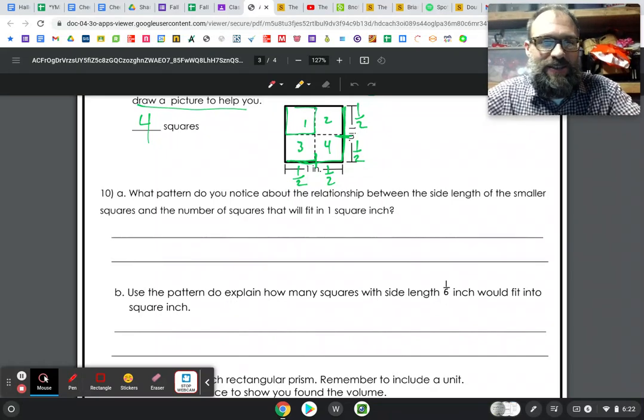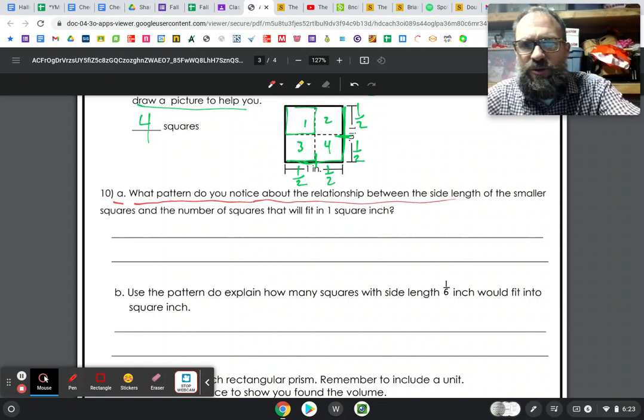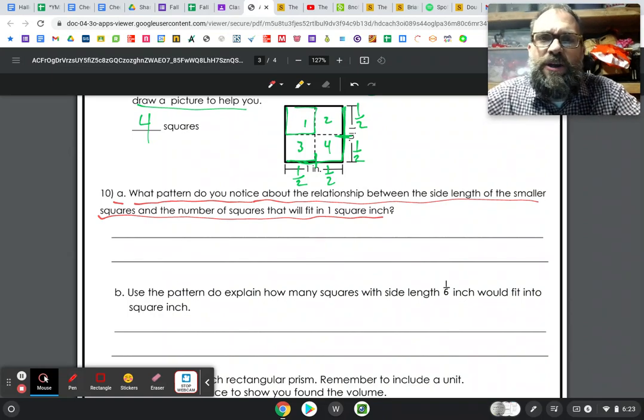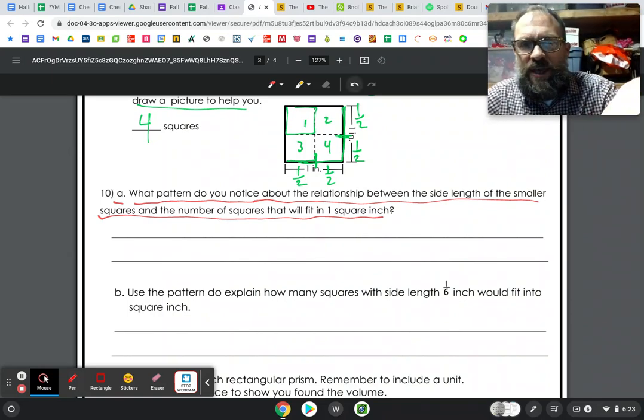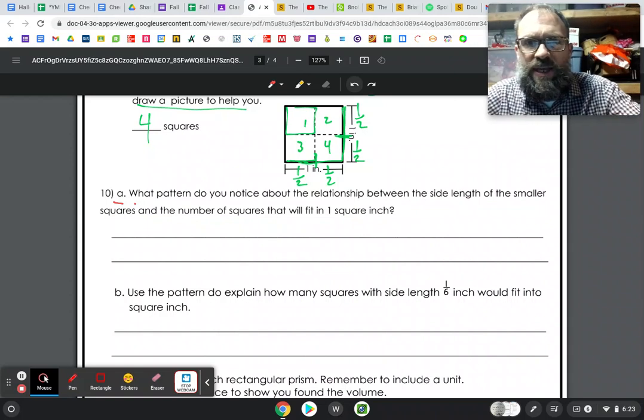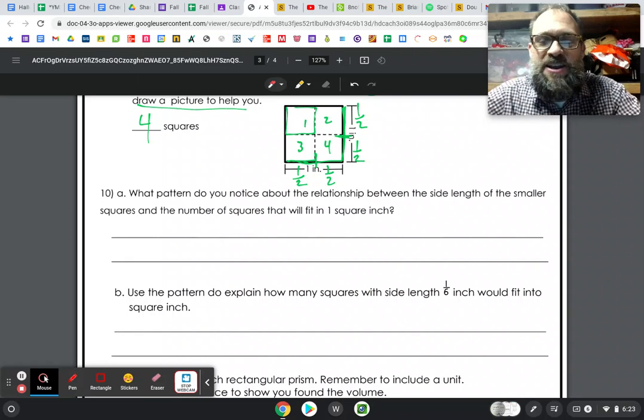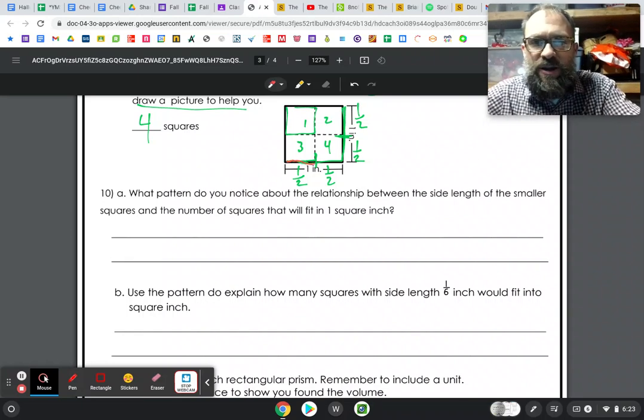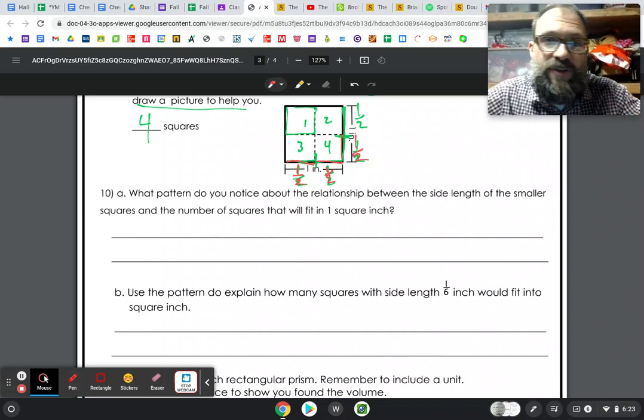Number 10 says, A, what pattern do you notice about the relationship between the side length of the smaller squares and the number of squares that will fit in 1 square inch? Well, if we look at the side lengths, we notice that the side lengths are labeled as fractions. So in the case of the example we're looking at here in green, the side length of the smallest square here is 1/2 of an inch. And this smaller square has a side length of 1/2 of an inch. And this smaller square has another side length of 1/2 of an inch, of course, because they're squares. All the sides are the same length.